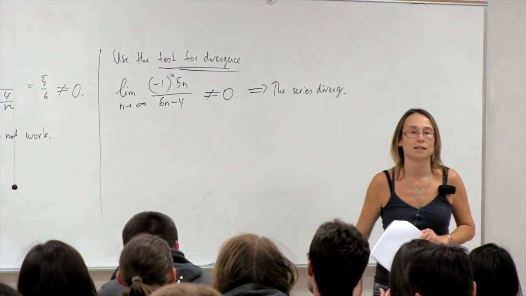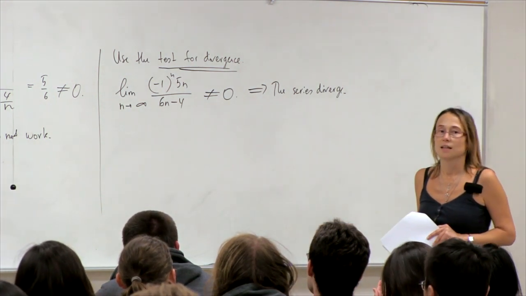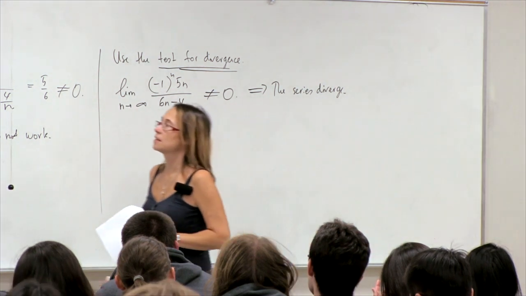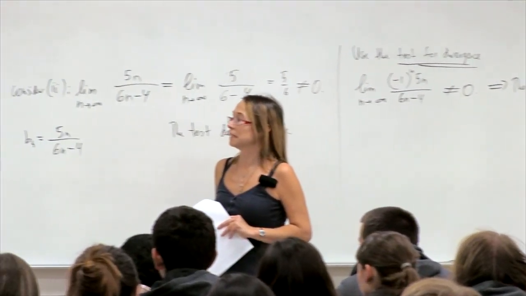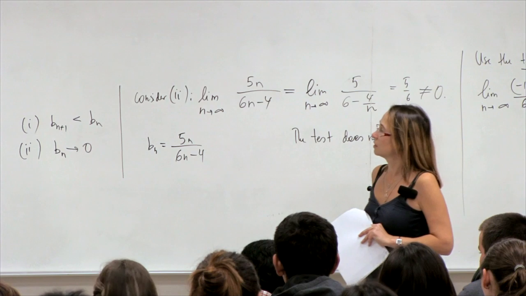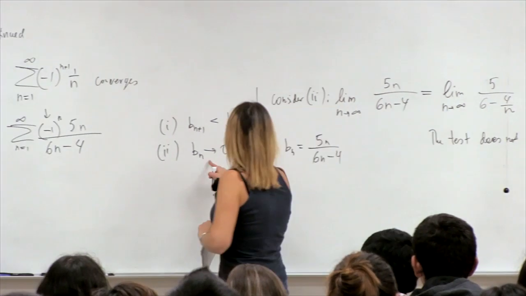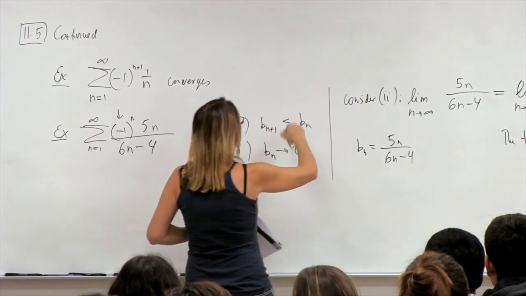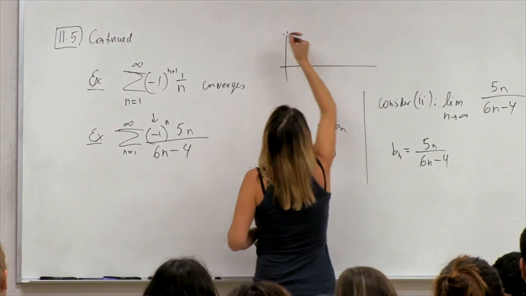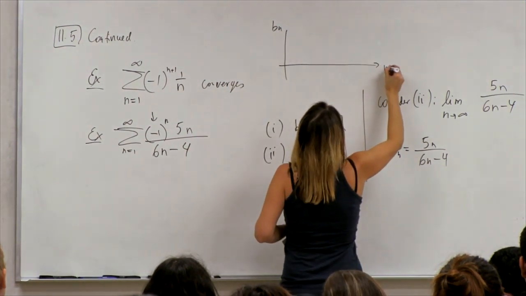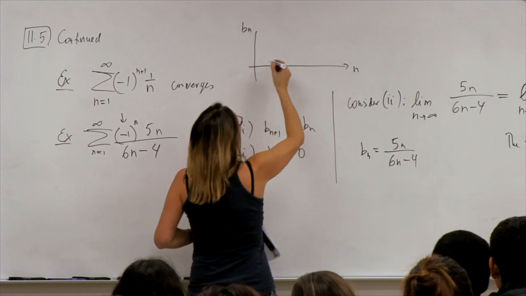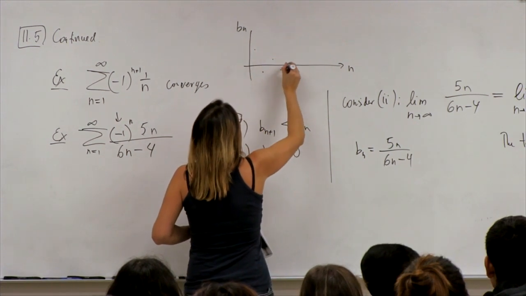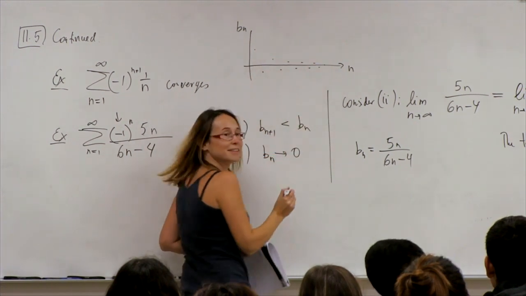Question? Yeah. I'm looking at the two conditions for the alternating series test. Is there a circumstance where the second one would be met, but the first one would not? Yes, of course. This can go to 0. Let's draw Bn as a function of n. They can go to 0, but they can be like this, right?